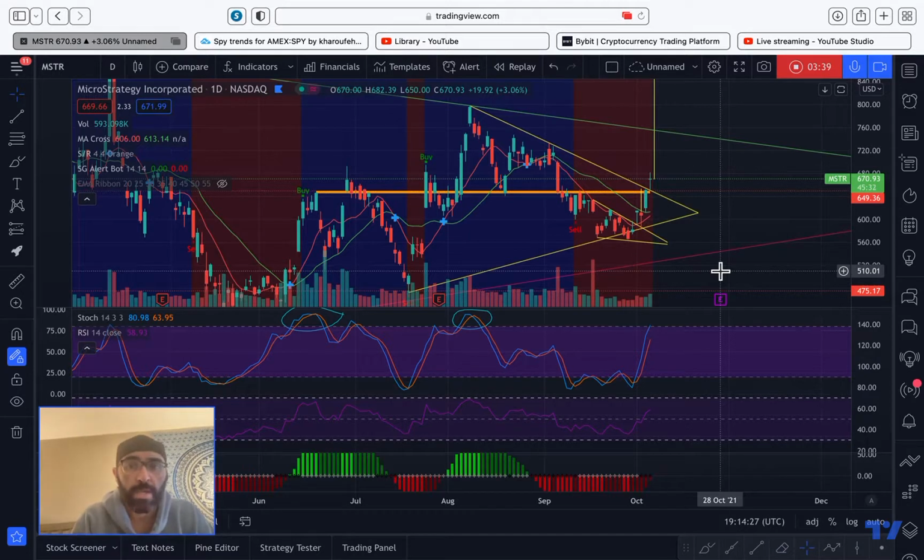It works. It has been working. It really moves with Bitcoin. So if you're a digital Bitcoin lover, this is a perfect play. MSTR is cheaper and it's a perfect play for it.